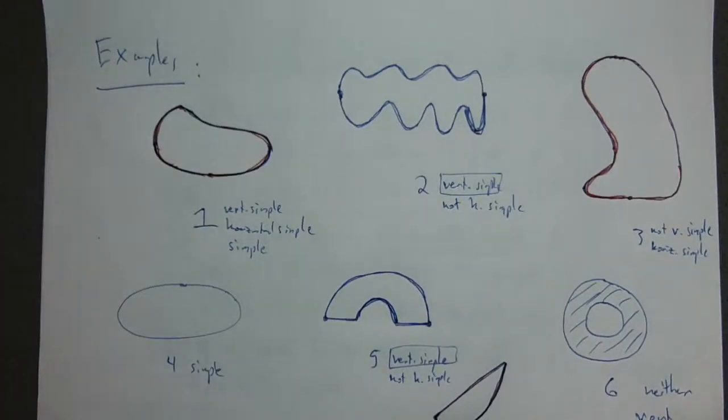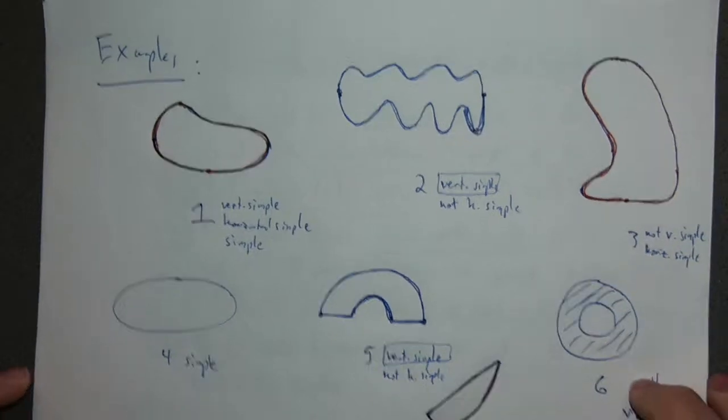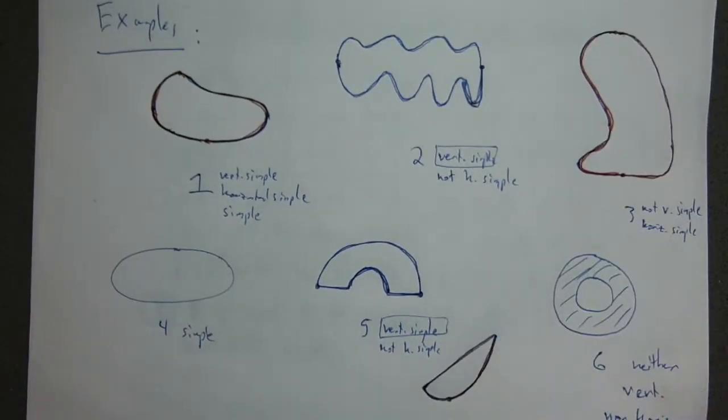So it'll take some practice to get used to identifying a region as vertically or horizontally simple, or both. And also, more than just identifying it, you're actually going to have to find these functions. So that's the other thing. Actually finding the specific functions that allows you to show that these regions are vertically or horizontally simple is also something that's going to take some practice.